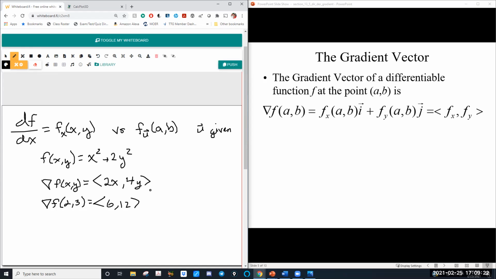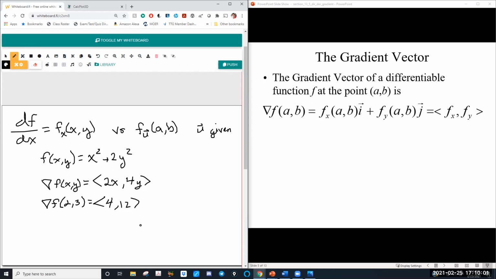Now, as you saw last time, depending on how complex our function is, our first order partials can be a little messy, might involve a product rule, chain rule or quotient rule. But if you can do your first order partials, you can find the gradient. Isn't that 4 and 12? Yeah, it is. Thank you, Adrian. 4 and 12, because we're putting 2 in for x, 3 in for y. See, you guys already have it down.